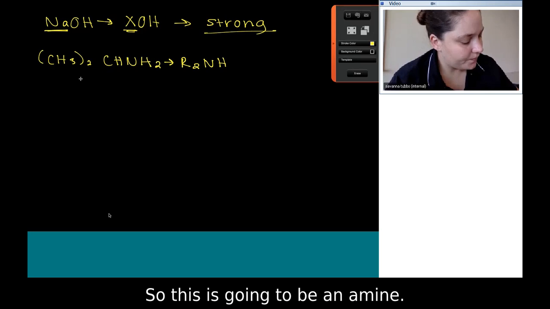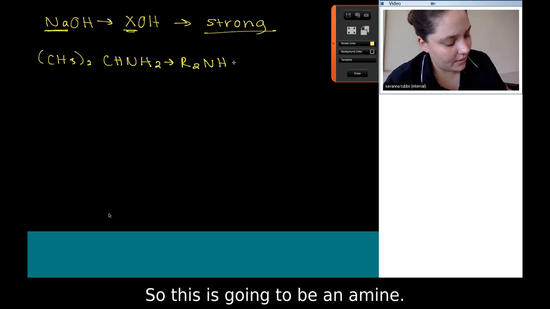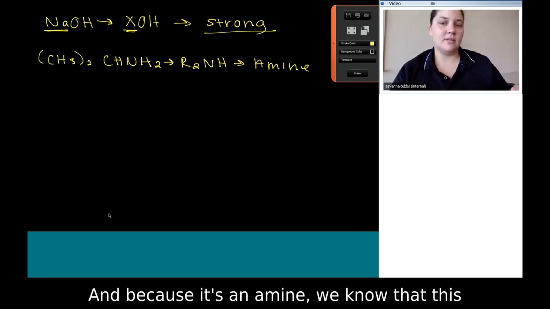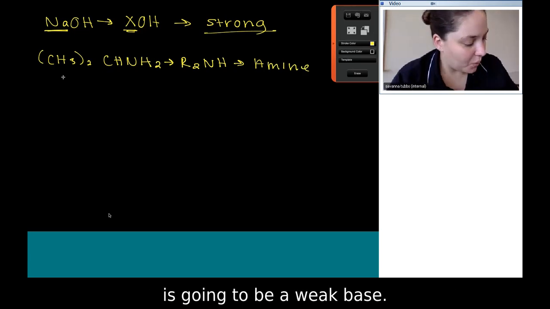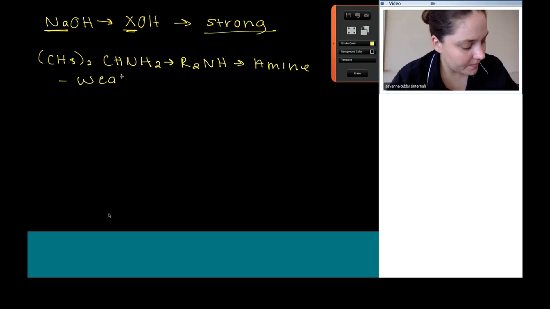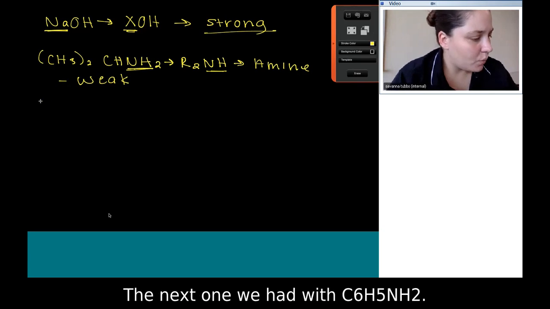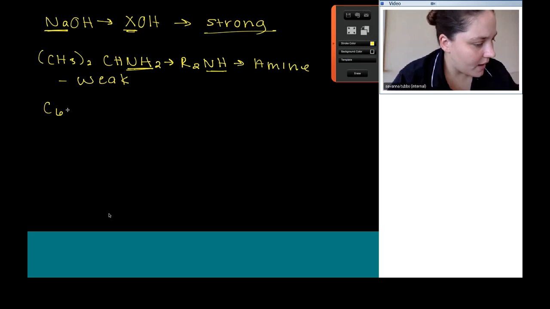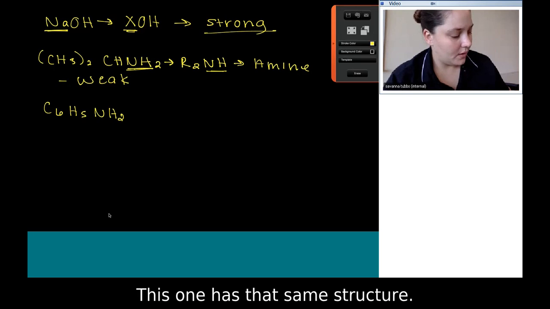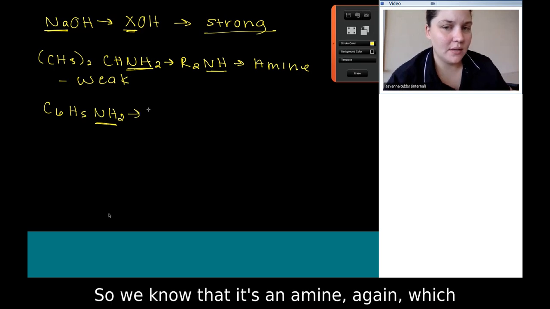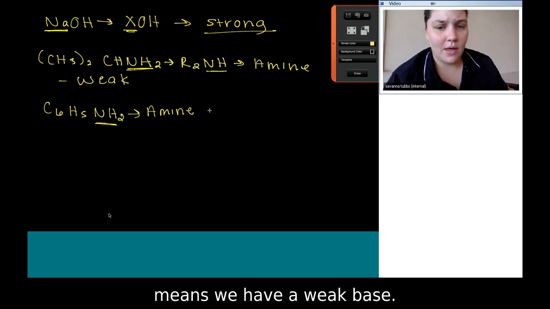So this is going to be an amine, and because it's an amine, we know that this is going to be a weak base. This NH kind of gives it away. The next one we had was C6H5NH2. This one has that same structure, so we know that it's an amine again, which means we have a weak base.